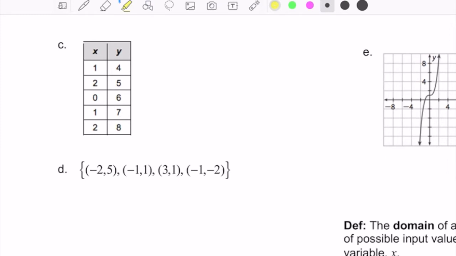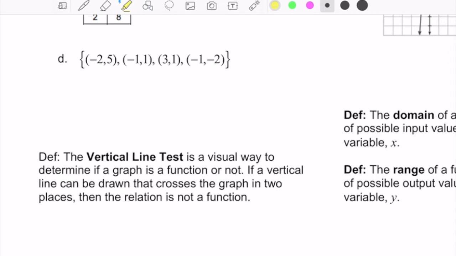On C, you'll notice that 1 is paired with 4, and then later on 1 is paired with 7. So the 1 gets paired up with two different numbers for the output. And so for this one, we would conclude no, it is not a function. And then on this final example D, -1 is paired with +1, and then -1 is paired with -2. And so for this one, we would conclude no, this is not a function.